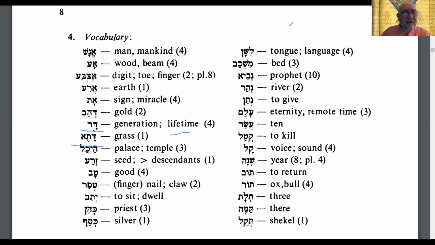Looks like deteh, grass. Palace or temple looks like Haykal. It's kind of like an AY, but E, Haykal. Probably Haykal, I bet you. H-A-I-C-H-A-L, maybe? We could transliterate that. Haykal.